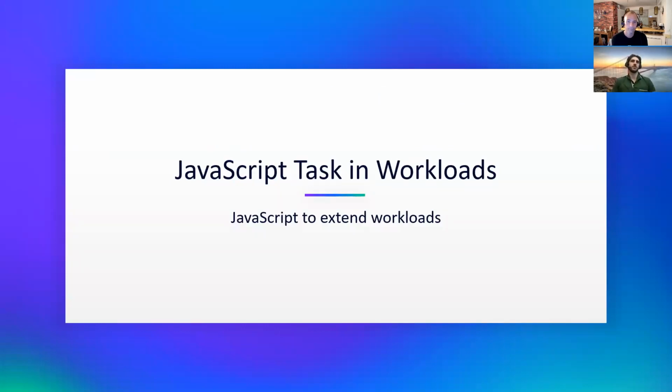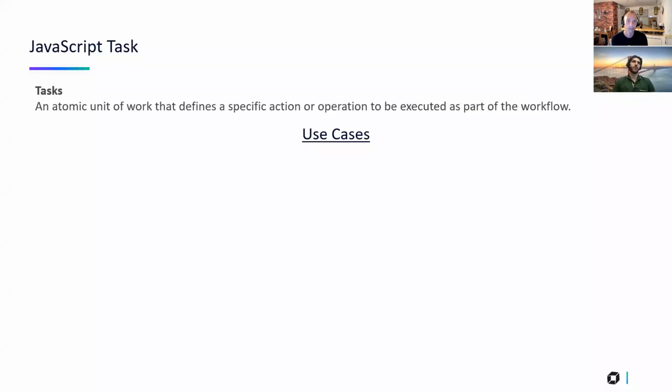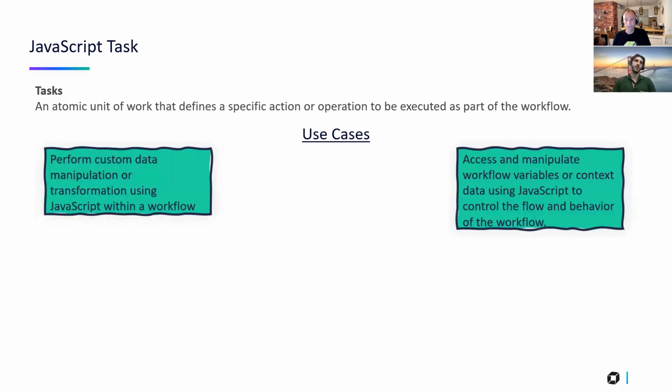We're going to jump into workflows. Looks like I messed up on the naming there. Looking at the JavaScript task. Again, a task in a workflow is a unit of work in that workflow, so you can have a workflow that has multiple tasks. And now that there is a JavaScript task in the workflow, that just opens up the number of use cases.